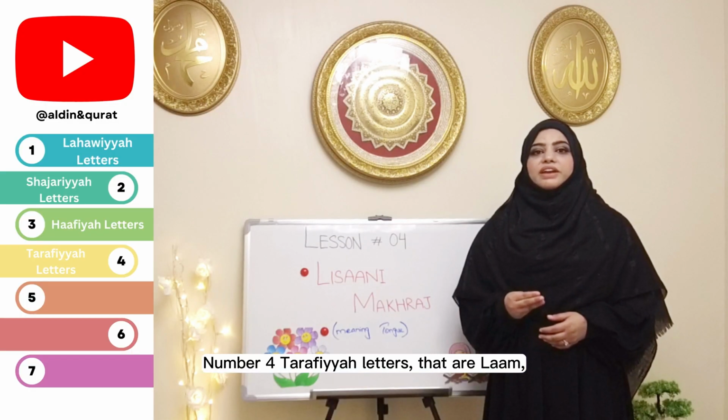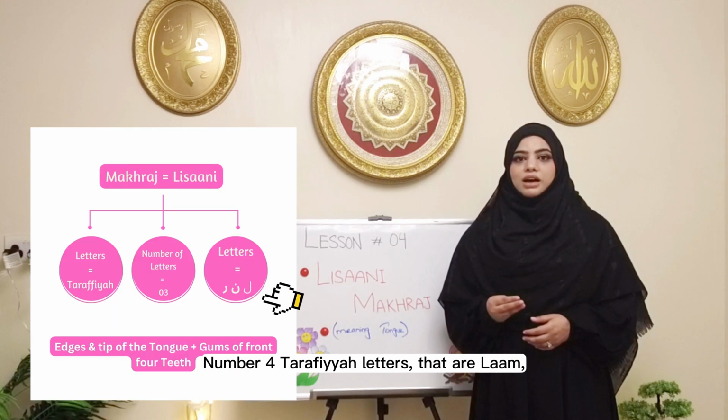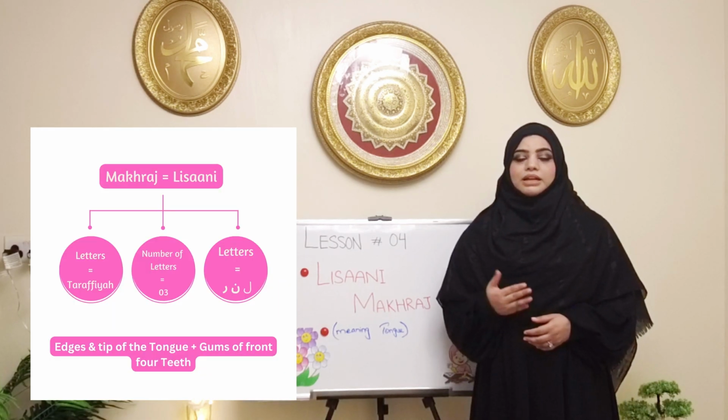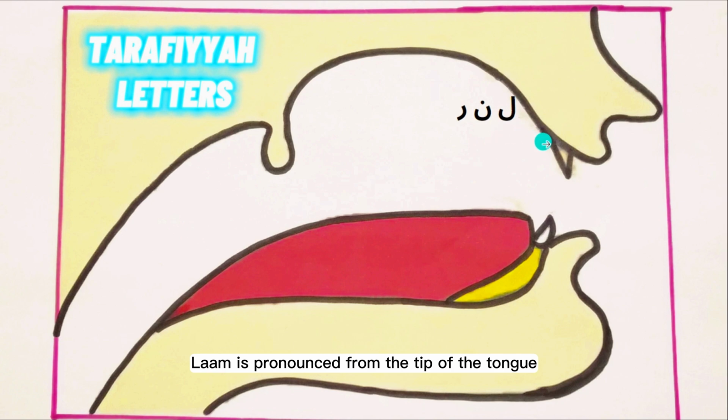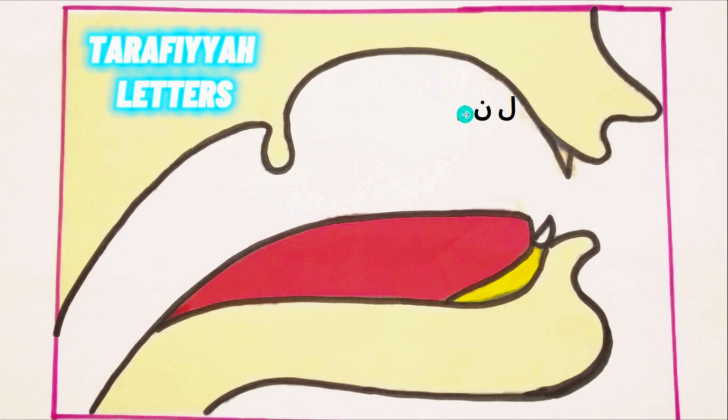Number 4, Tarafiyyah letters, that are Lam, Noon, and Ra. Lam is pronounced from the tip of the tongue touching the gums of all top 4 teeth. Noon is pronounced from the tip of the tongue touching the gums of the top 4 front teeth. And Ra is pronounced from the edge and the top part of the tongue touching the gum of the top 4 front teeth. These letters are named Tarafiyyah, which means side or edge. That also shows their origination point.